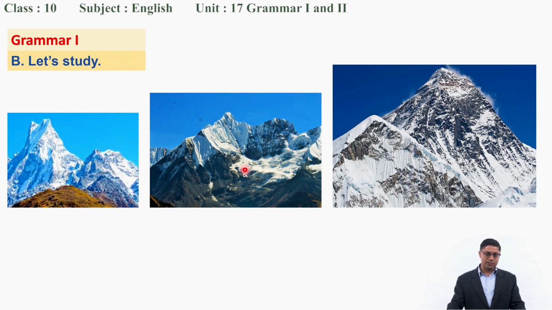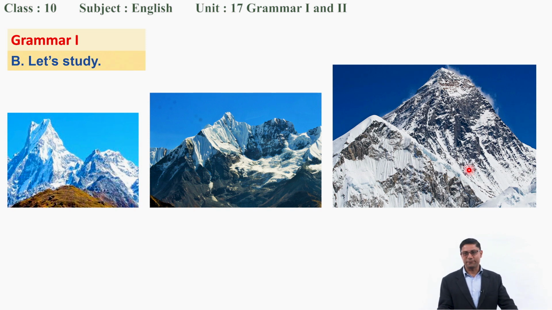So look at these three pictures. There are three mountains. Can you identify them? Can you recognize them? The first one is, okay, very good, Machapuchare. Second one, okay, it's Annapurna. And third one, yes, you easily recognize it. It's Mount Everest. Now let me show you some sentences. Before that, let me ask you something. Among these three, all mountains are high.